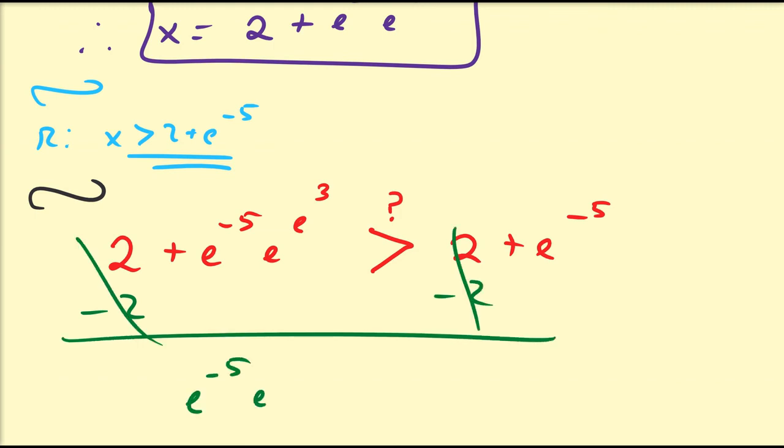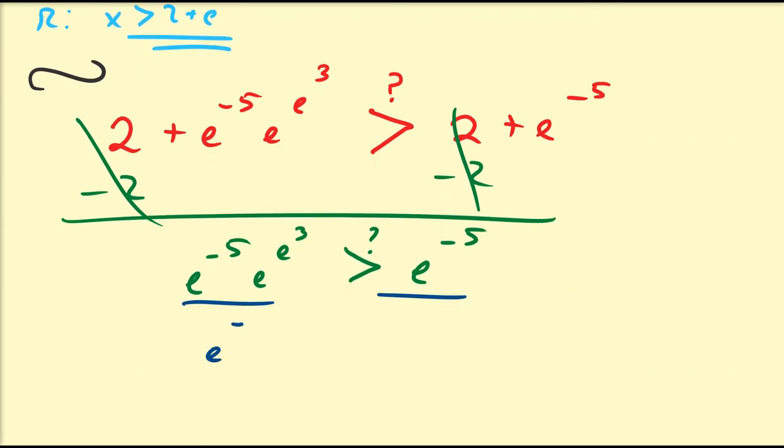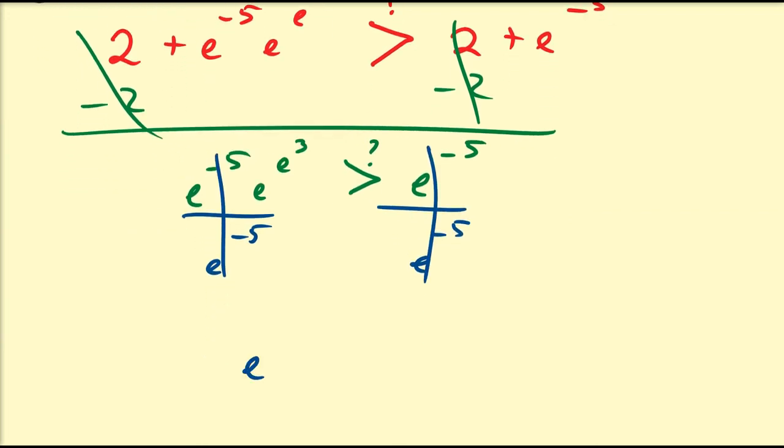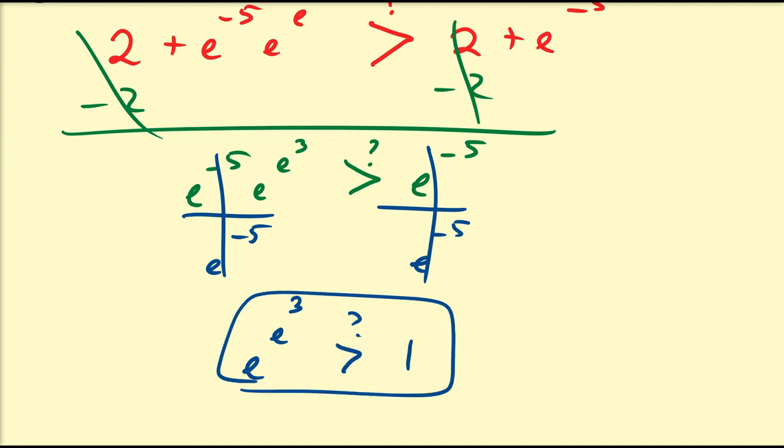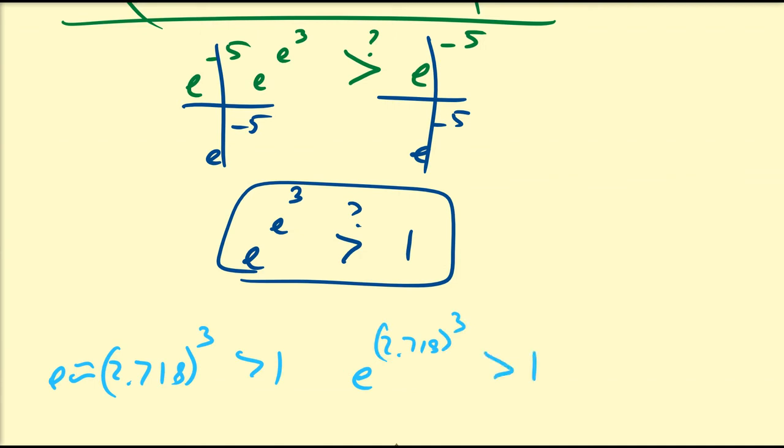So I'm going to begin by subtracting 2 from both sides. So I have e to the minus 5 times e to the e cubed. Is this greater than e to the minus 5? And then I'm going to divide both sides by e to the minus 5. That's a positive number, so I don't need to flip my inequality signs. So then we have is e to the e cubed greater than 1, right? So remember, what is the number e? So e is approximately equal to 2.718, right? So when we cube this number, that's going to be greater than 1, clearly. And then we have e to the power of something greater than 1.